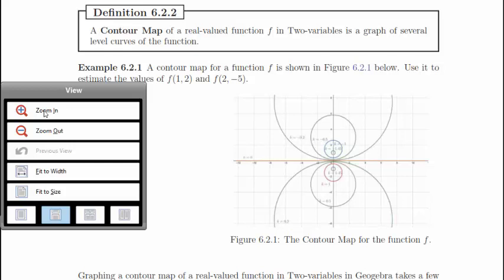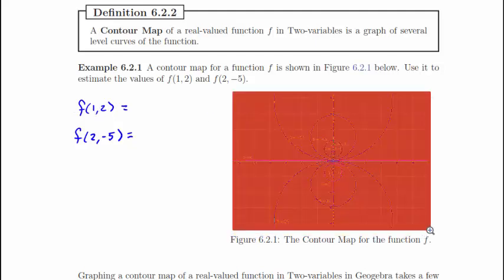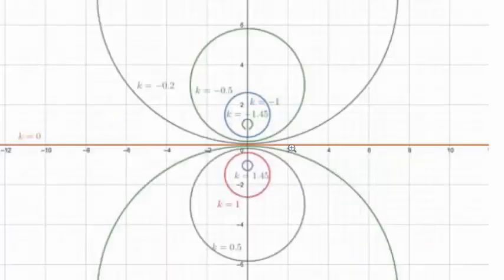So the contour map is already given here. I'm going to zoom in. We want f of 1, 2 first. Notice the scale here is by 2, 4, 6, 8 in the x-axis and 2, 4, 6, 8 in the y direction as well. So if I go to 1, 2, we are about here. The green circle here has a z-value of -1.45. The blue circle has one of -1.